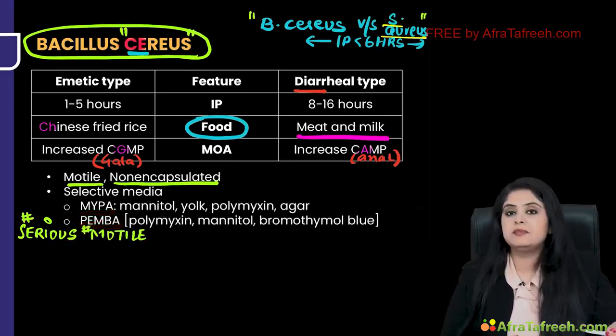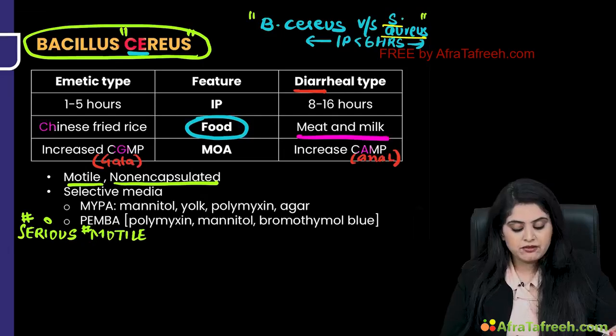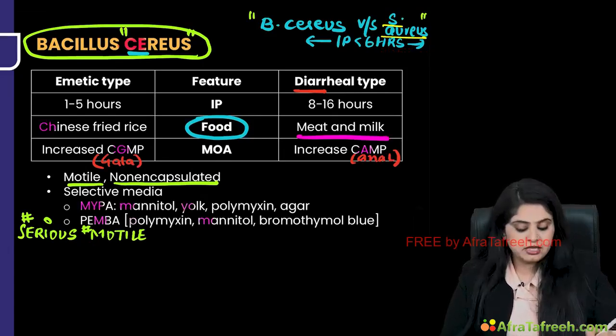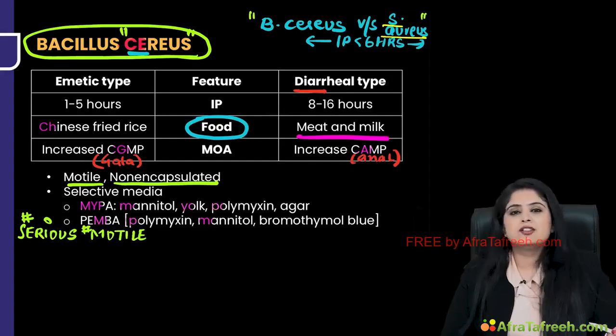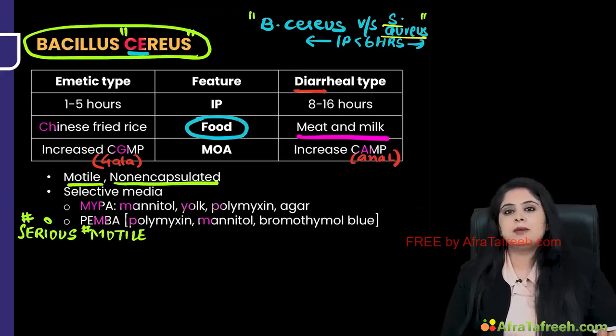What is going to be its selective media? It is MYPA PEMBA. You don't have to know the full form, but M in both the places stands for mannitol. And yes, the Y is going to be associated with yolk. So that is going to be present. P is common, so polymyxin again. So basic you should know, but MYPA PEMBA will be asked, okay?